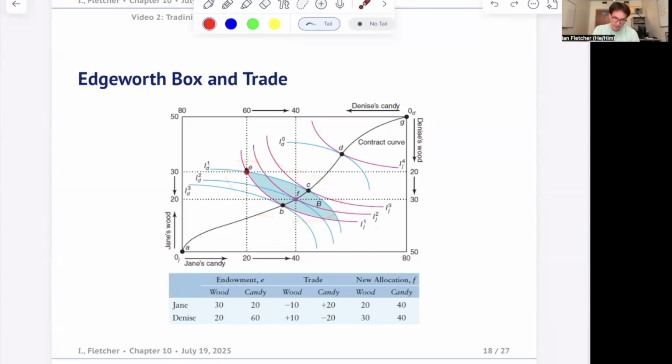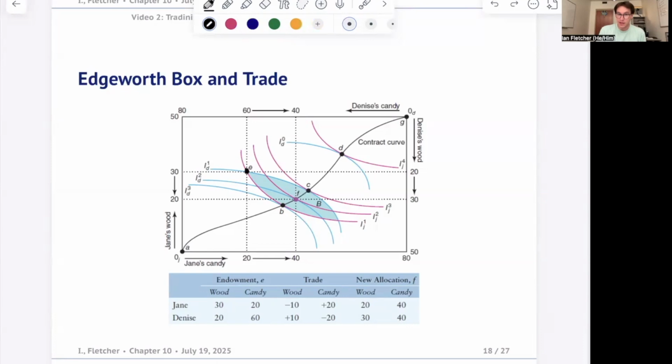E, B, and C would be Pareto improvements because they benefit one person. But if we look a little bit further from trade, F would be a Pareto improvement for both individuals because it provides benefits for both. And so it would be an improvement not only for Denise or for Jane, but for them together.